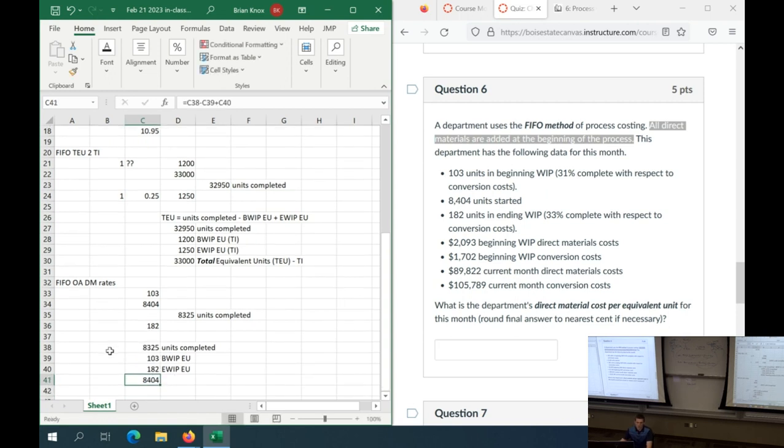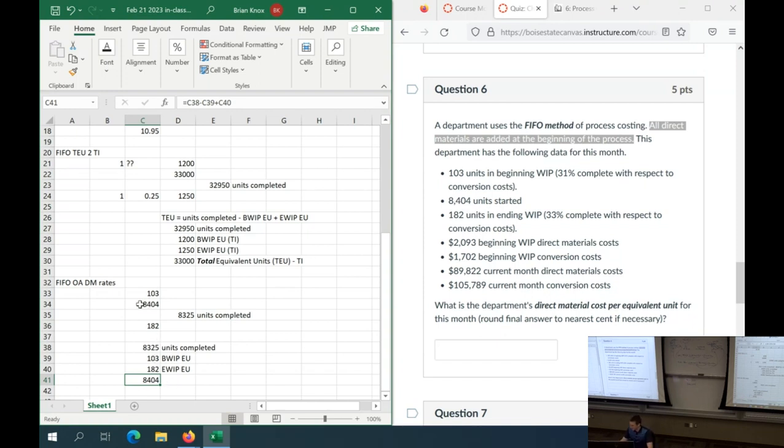Now, in FIFO, if this helps you as a shortcut, when direct materials are added at the beginning of the process, so they're always 100% complete, your TEU will always equal units started. Because we add in beginning WIP and subtract out ending WIP to get units completed. And then we take units completed and subtract away beginning WIP and add back in ending WIP. So we have added and subtracted ending WIP, and we've added and subtracted beginning WIP. We're just left with units started. It's only true in this limited case. If that's a shortcut that helps you and it doesn't create errors in other problems where it's not true, then more power to you. You can use that.